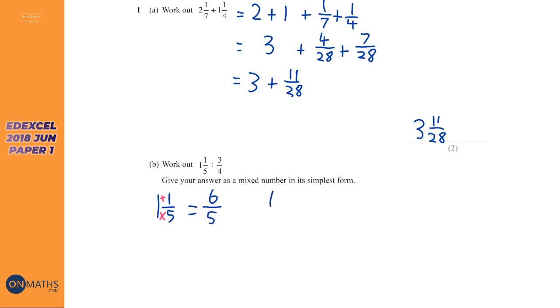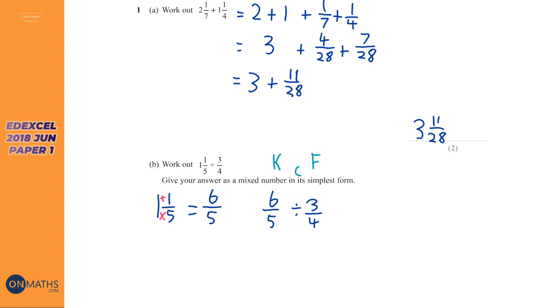So it's 6 over 5 divided by 3 over 4. And there's a way of remembering what to do now, because you can't divide fractions, you've got to convert it into something you can do. And the method is called KFC.